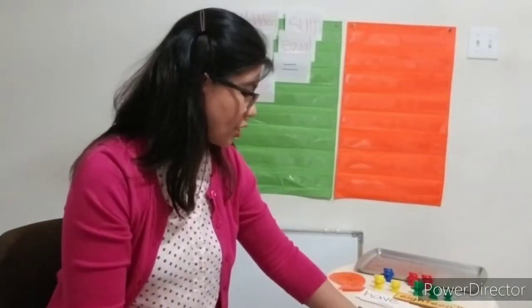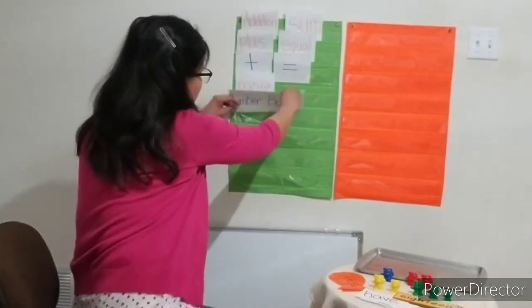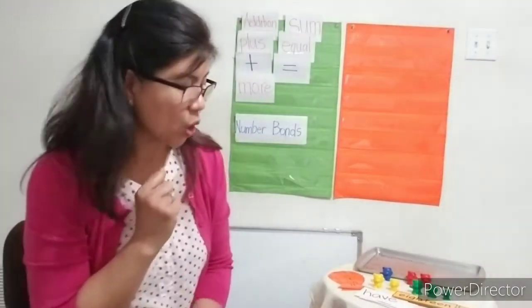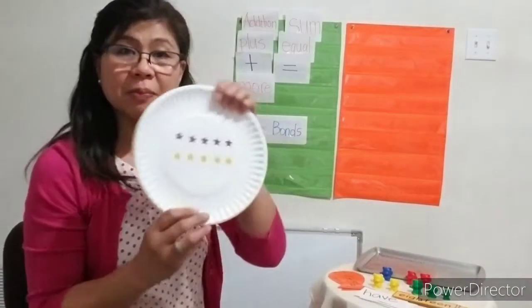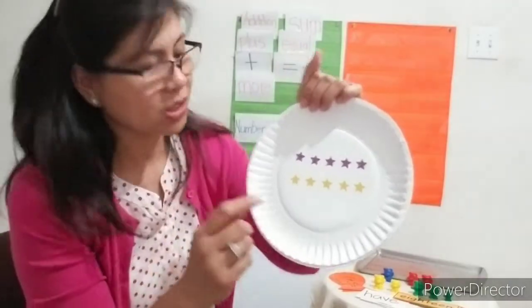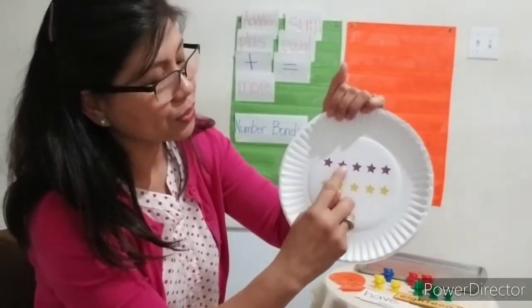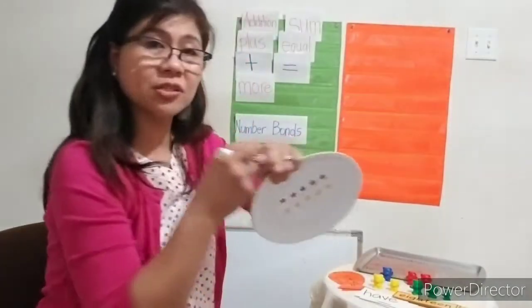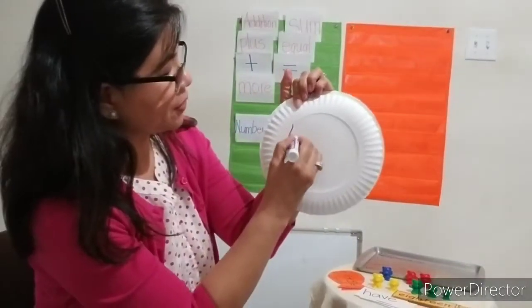Here's what we talked about, the number bonds. Remember the number bonds? We have two parts. We talk about the two parts that make a whole. Now I have here my paper plate, and how many stars do I have here? Let's count the purple stars first. Go. 1, 2, 3, 4, 5. How many? 5. Okay, let me use my purple marker to write the number 5 because that's the first part.